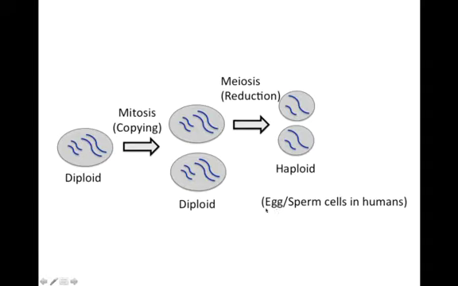Now, before we go on, it is entirely correct that most cells in the body in humans are diploid, and egg and sperm cells are haploid. In fact, only egg and sperm cells are haploid in humans. So what you've learned about this is absolutely correct. Eggs and sperm are haploid, other cells are diploid.